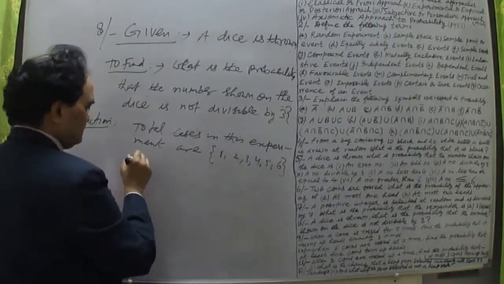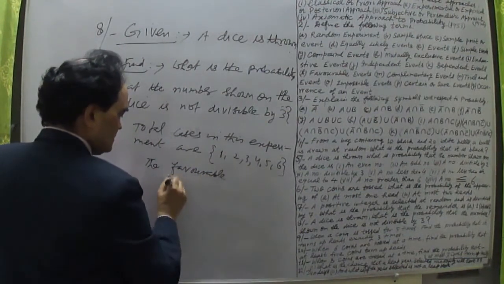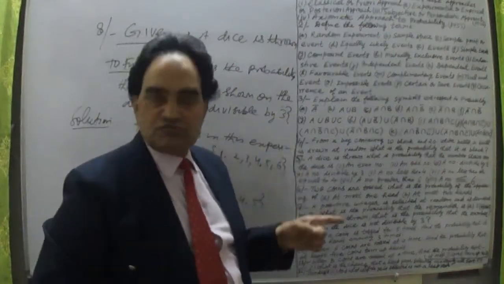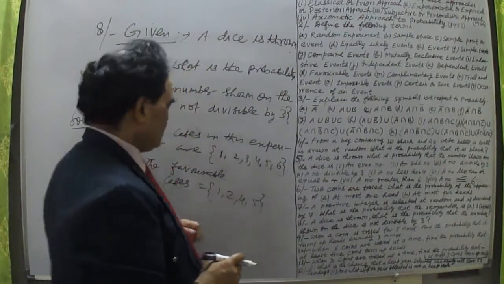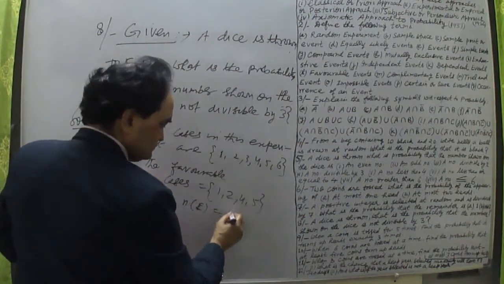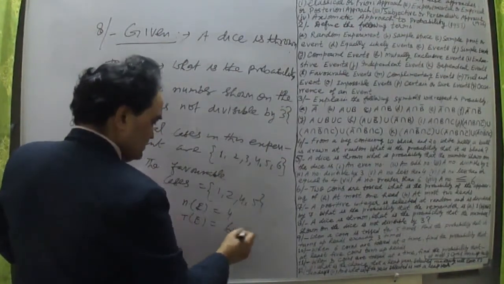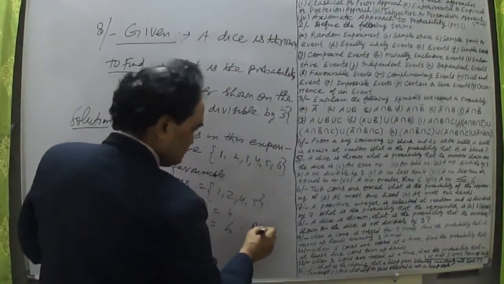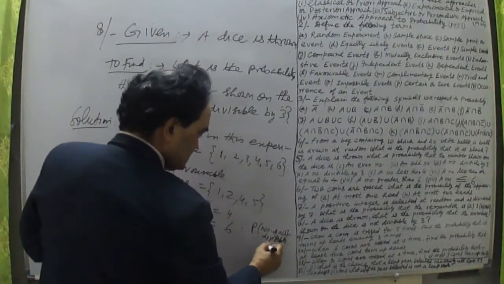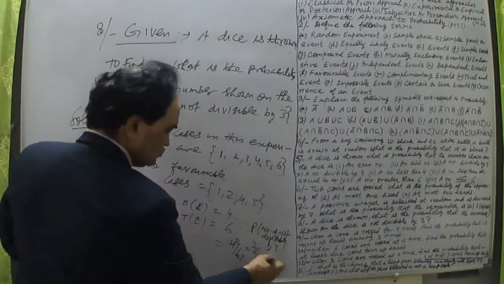Now come to the point. What is the total number of favorable cases? Let me take the favorable cases: 1, 2, 4 and 5. These 4 are not divisible by 3, they are not multiples of 3. So the number of favorable cases n(E) is 4, and the total number of cases in S is 6. Therefore, the probability of numbers not divisible by 3 is 4 by 6, that is 2 by 3. So 2 by 3 is the answer.